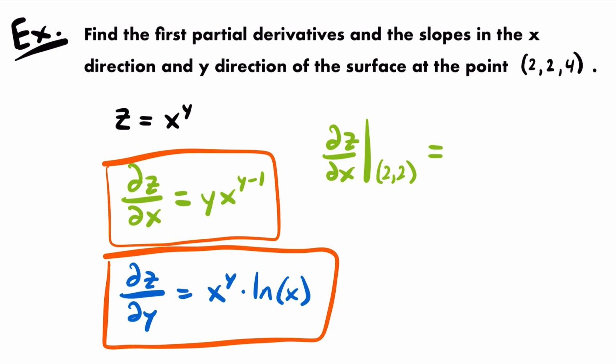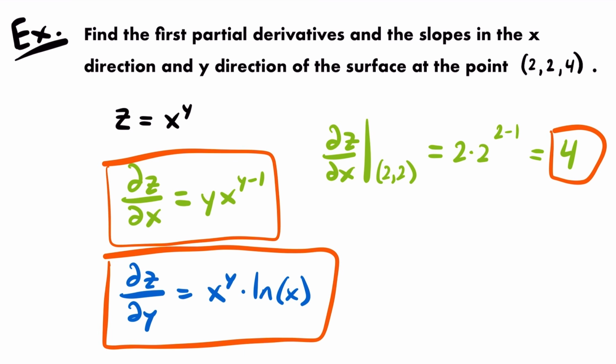And what do we get here if we plug in 2 and 2 for x and y? Well, just replace each x and y in this expression with 2, and you'll get 2 times 2 to the power of 2 minus 1. And 2 minus 1 is 1, so this is equal to 2 times 2, which is 4. So 4 is the slope in the x direction on this surface at this point.